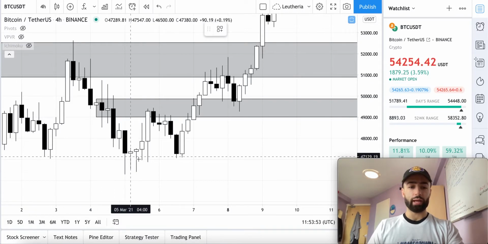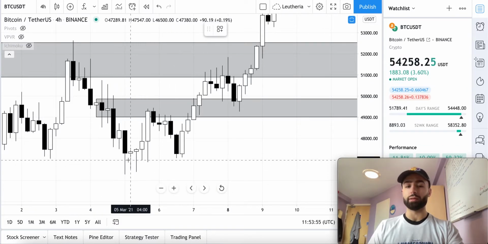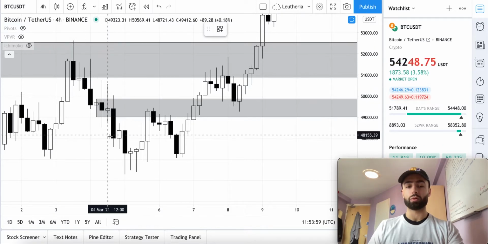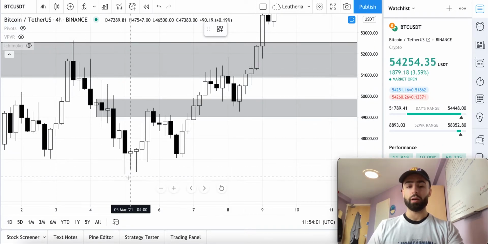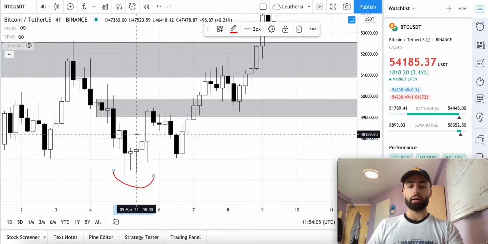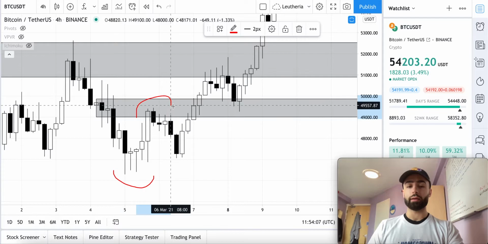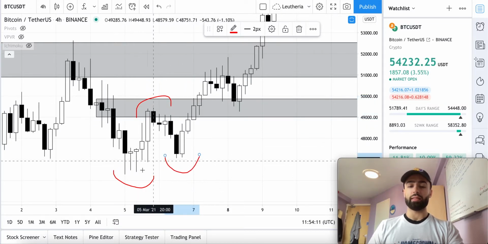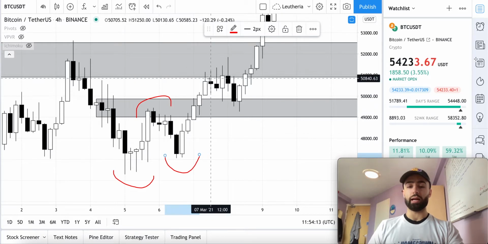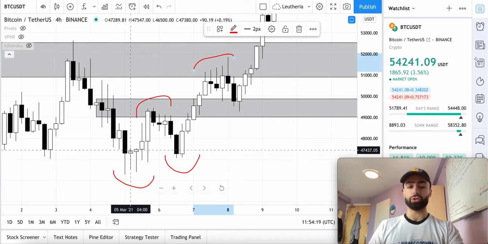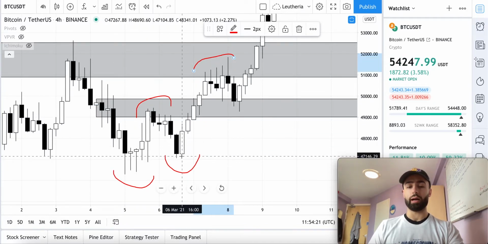So right here we had a change of momentum. The bears were getting lower highs and lower lows here on the 4-hour time frame. But then the bulls had a low, a high, and then a higher low. And once they got that, they then got a higher high right here. And when we pushed, we had our low, high, higher low, higher high.